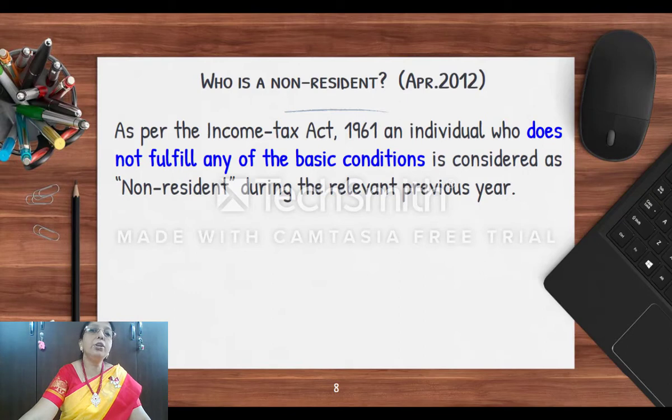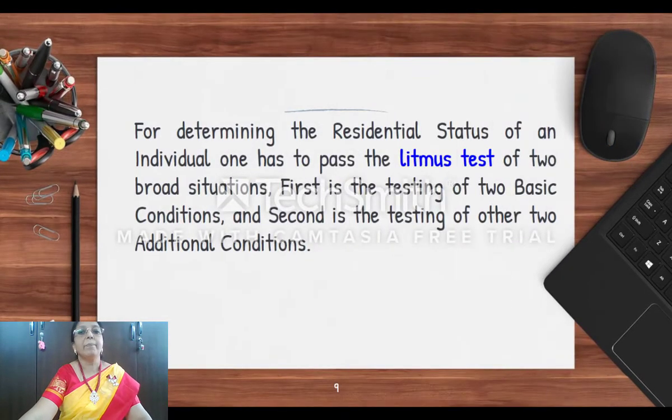So who is a non-resident? A person who does not fulfill any of the basic conditions. He does not fulfill the first basic condition of stay in India for at least 182 days in the previous year, and he does not fulfill the second basic condition of 60 days in the previous year and 365 days in 4 years prior to the previous year. When he does not fulfill the two basic conditions, he becomes a non-resident.